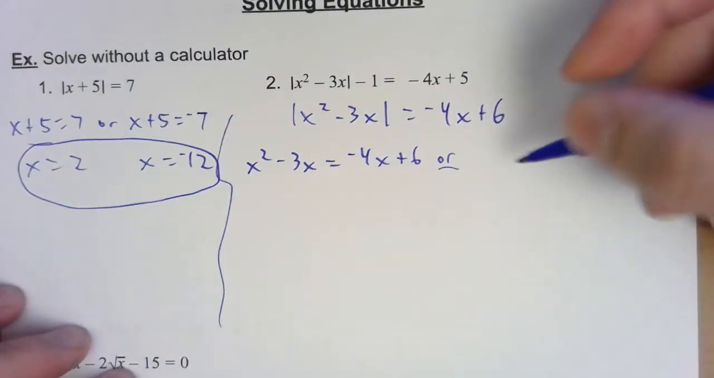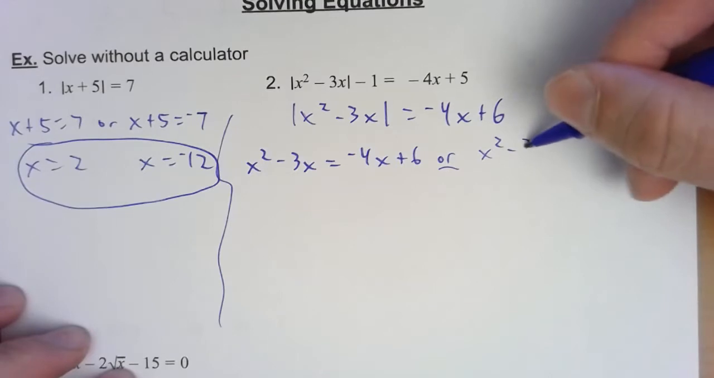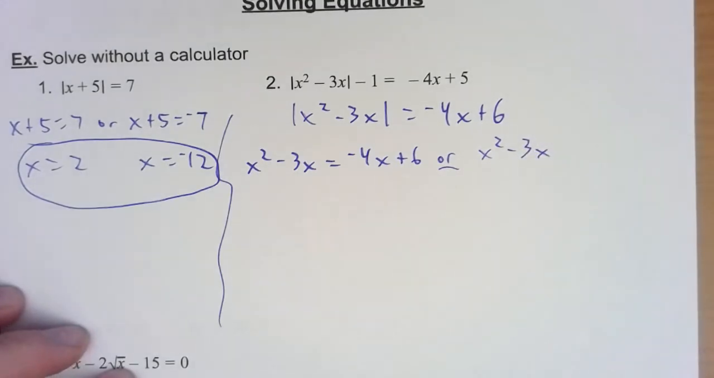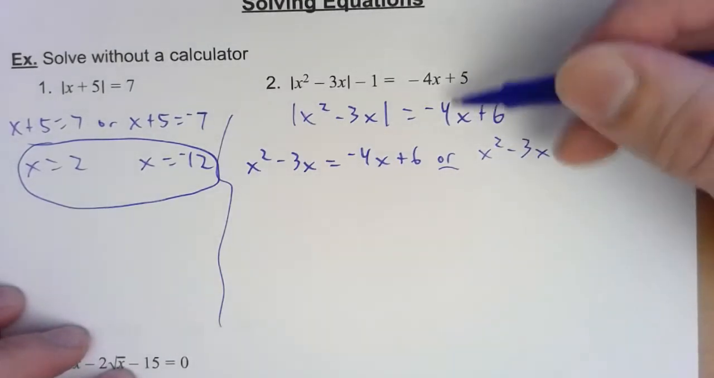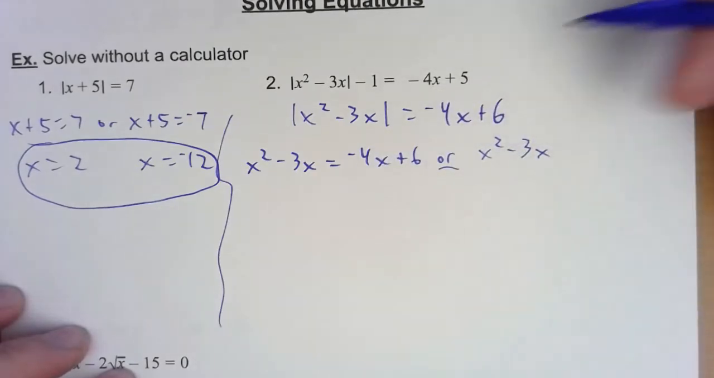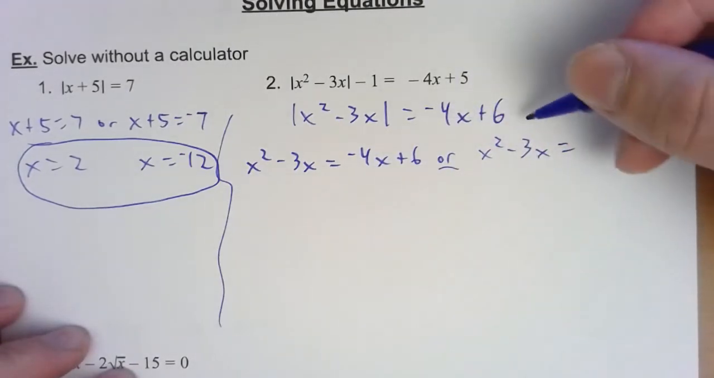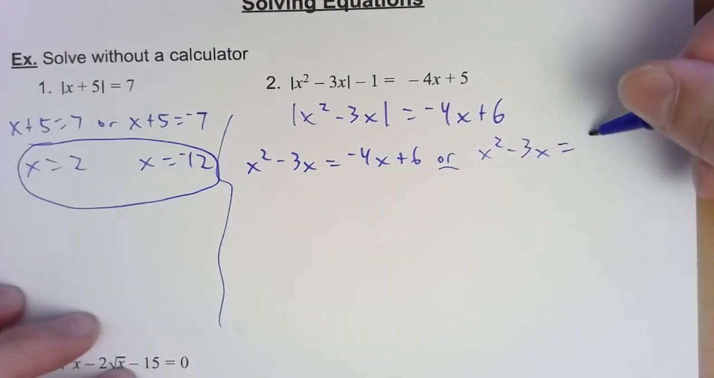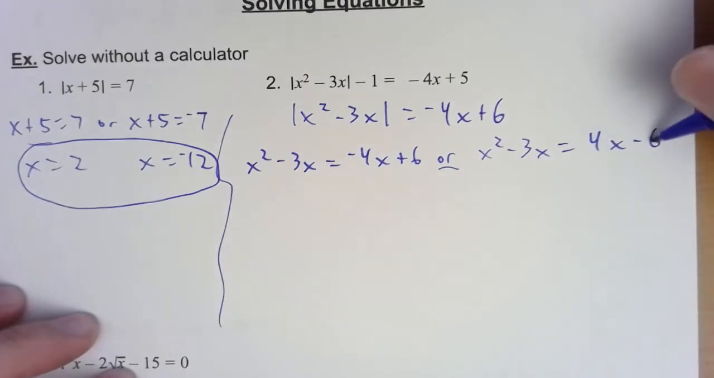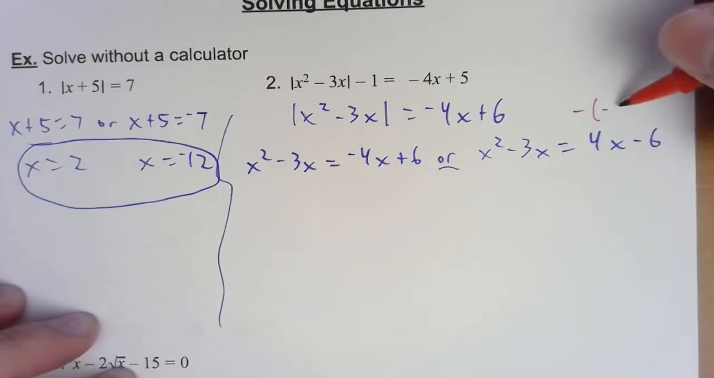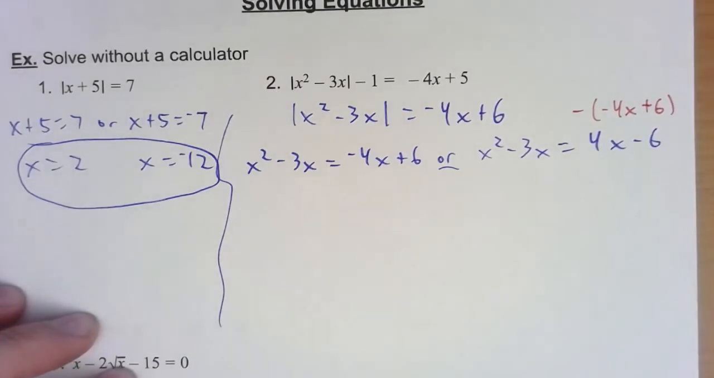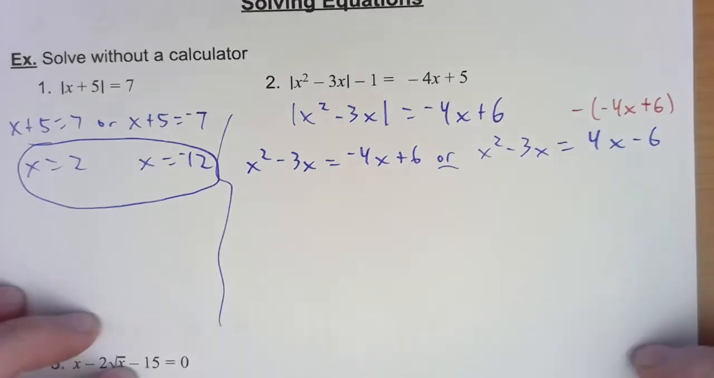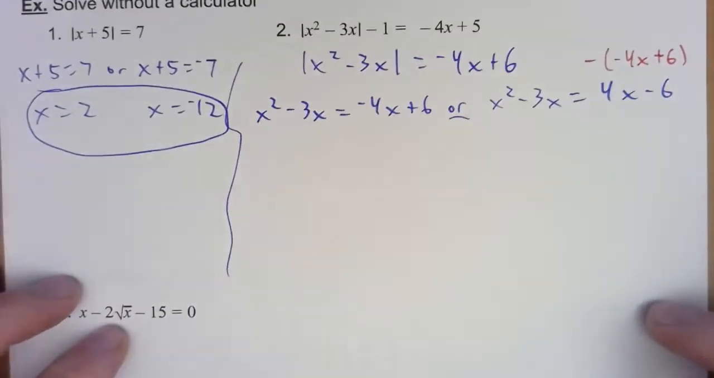And then the second one, you keep what's inside the absolute value the same. And then this right here could either be the same or the opposite. So we need the opposite of -4x plus 6, which is 4x minus 6. And so then we just have to solve those two equations there.